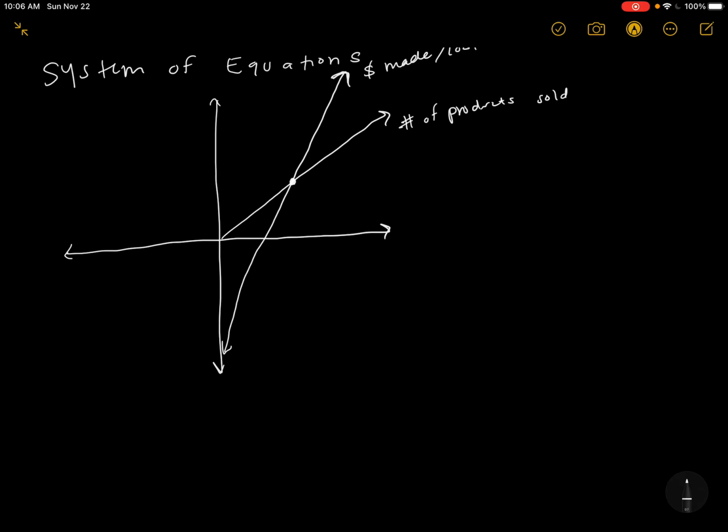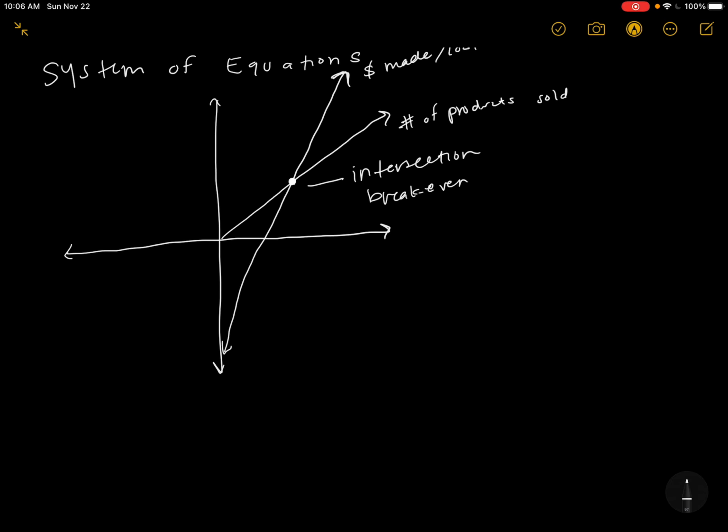Okay, and what they represent is two equations. We don't have the equations, but they're there nonetheless. And they intersect at one point. This intersection can tell you a lot. This is probably where you break even.